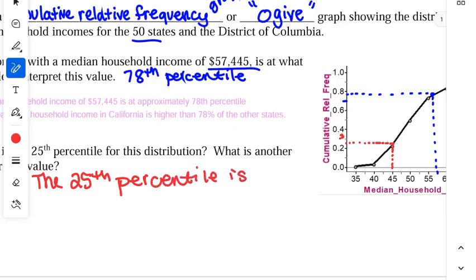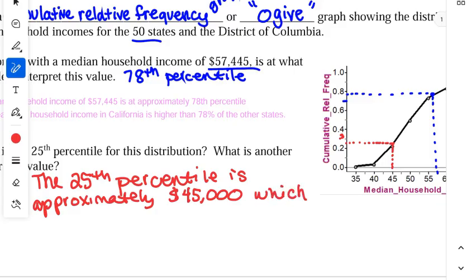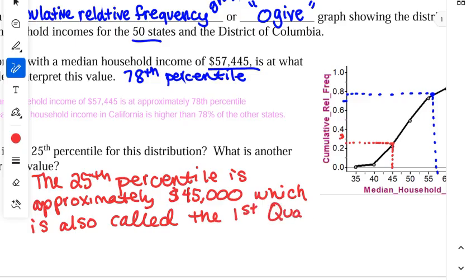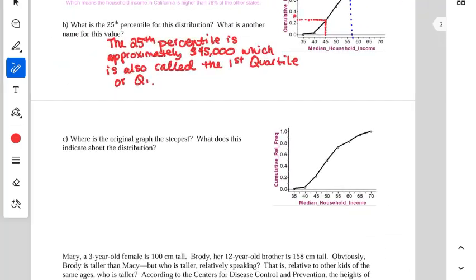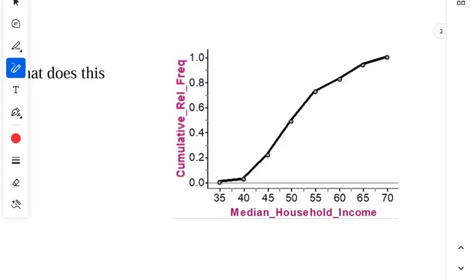I'm just going to write this one. The 25th percentile is approximately $45,000, which is also called the first quartile, or Q1. Okay, let's keep on going.